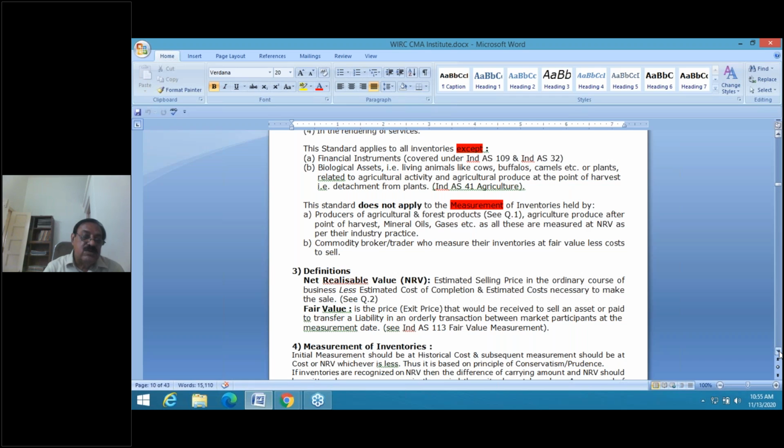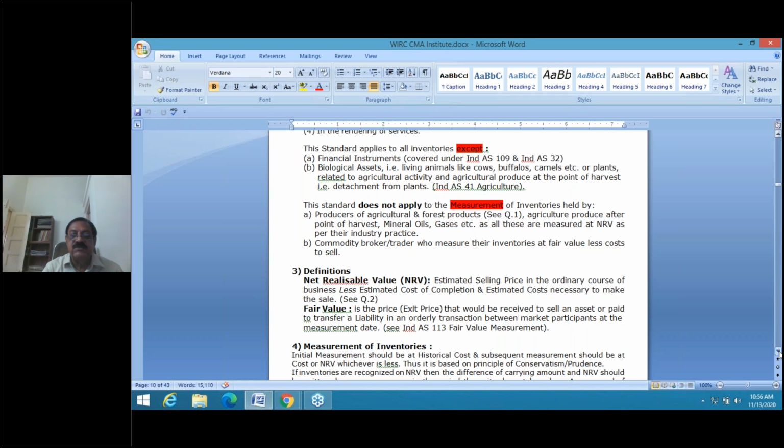But now the remaining two items come where the measurement, it is inventory, but its measurement is not as per this Ind AS. Remember, friend, it is inventory, but the value which is measured is not as per the normal rule of this Ind AS. So what is that, friend? Producers of agriculture and forest products.